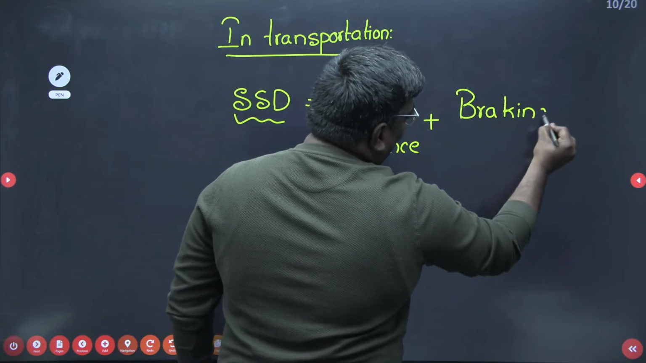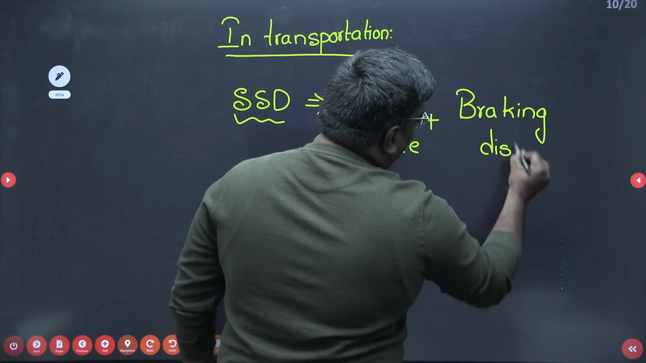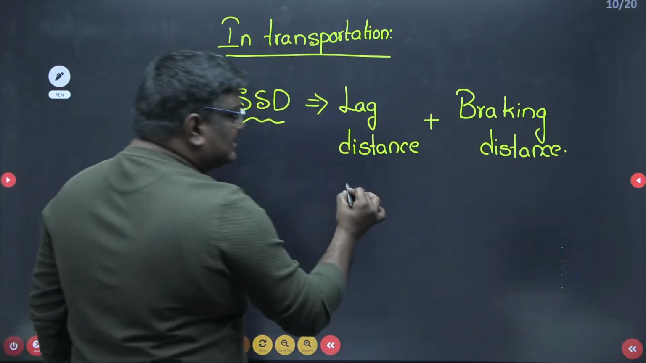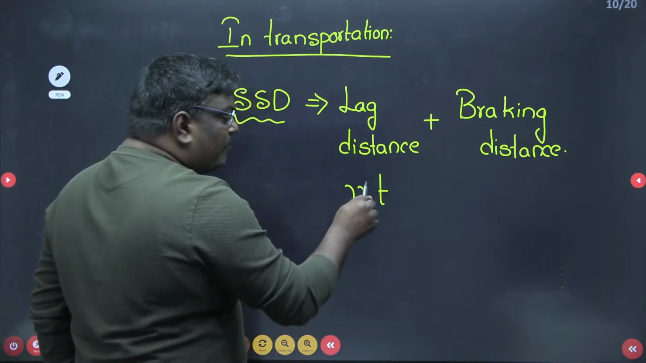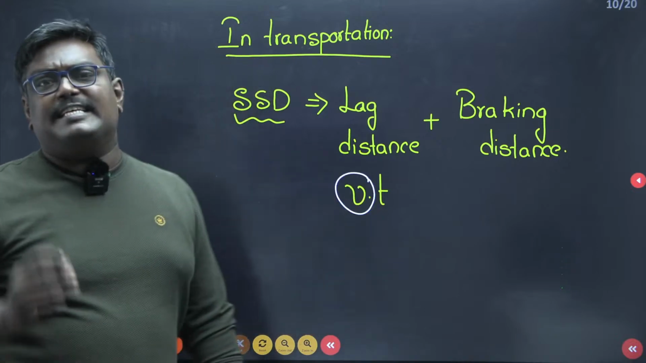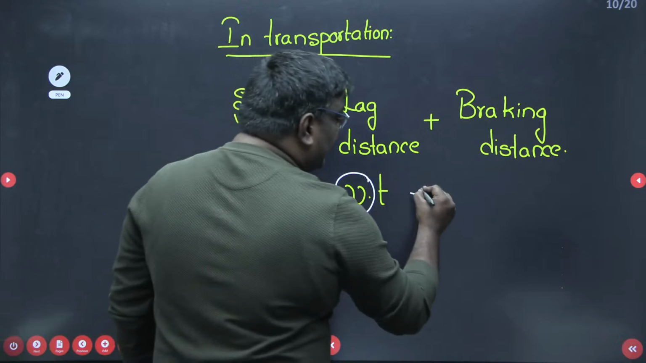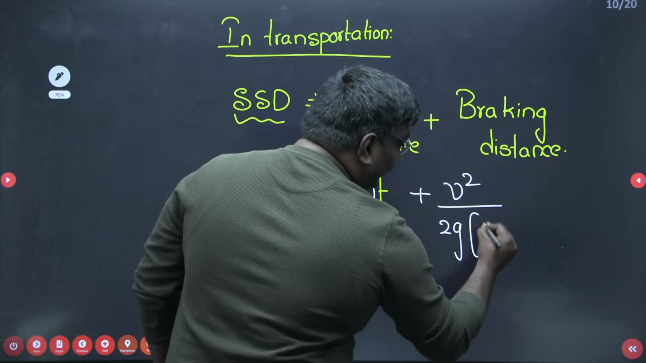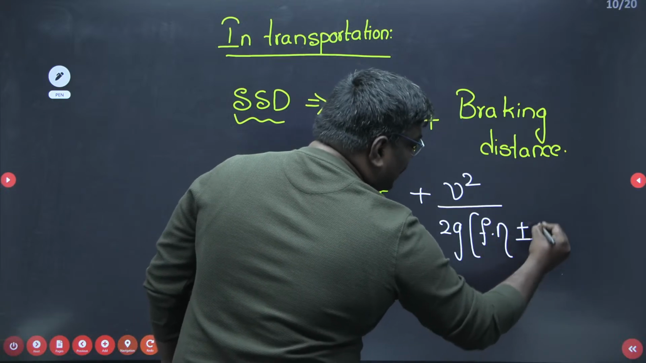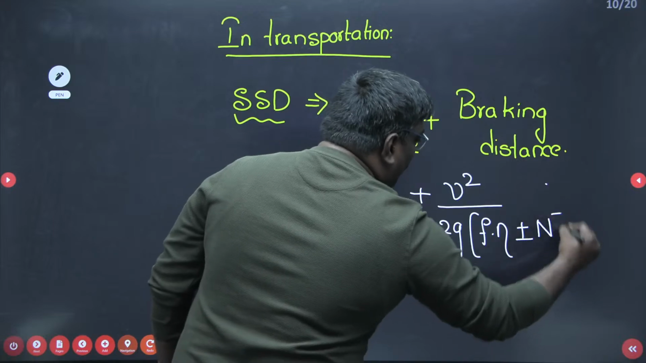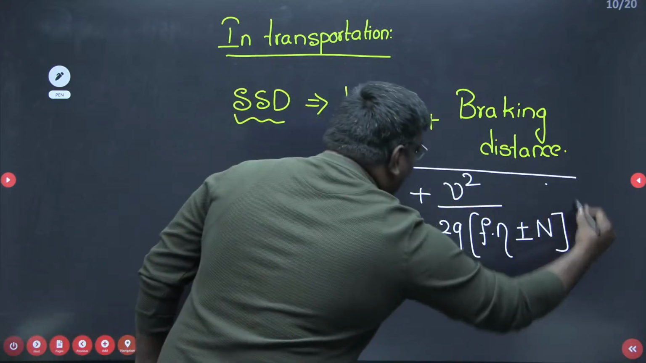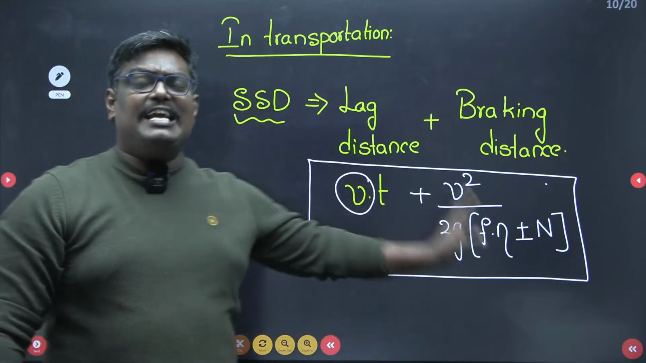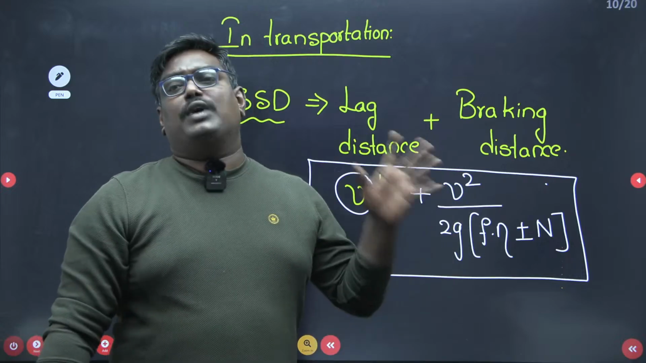So here, my dear students, you might be aware of the formula for lag distance. What is the formula for lag distance, sir? The formula for lag distance is nothing but velocity into time. Whenever I use the word small v, it is in meters per second. And the braking distance is given by the formula v square by 2g into (f into efficiency plus or minus gradient). Sir, this is the formula, and on the IMS Gate Academy YouTube channel we have done one short also. So directly in this formula, if you substitute the values, you can solve this problem.